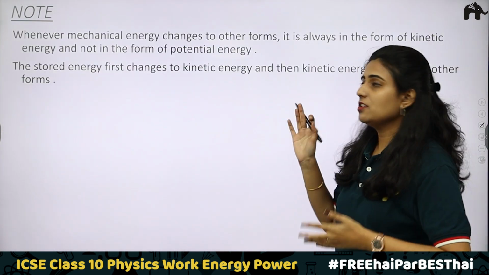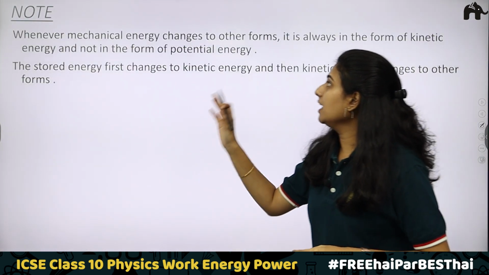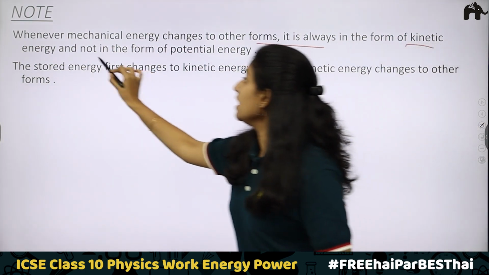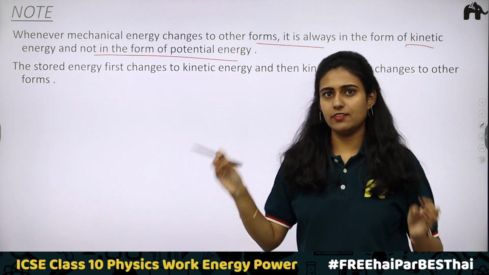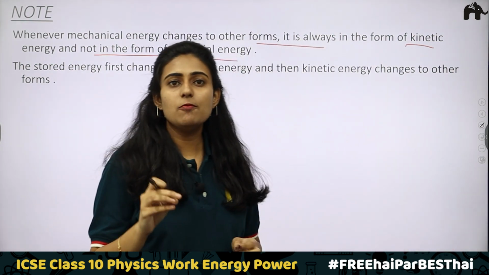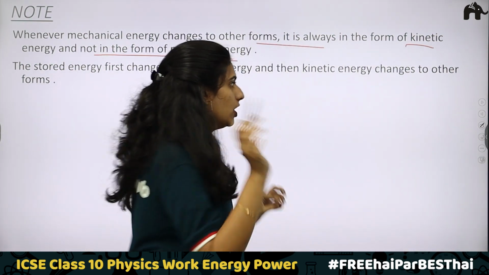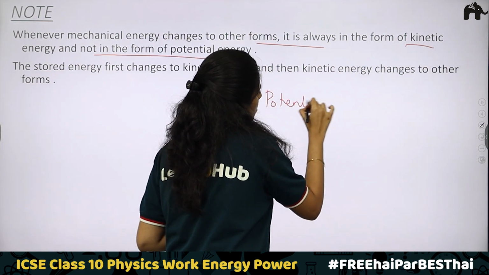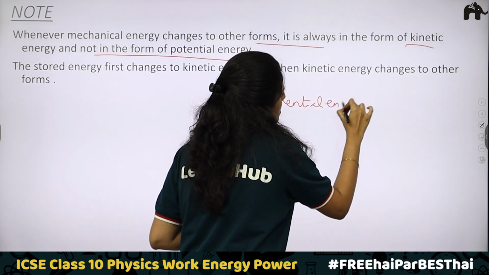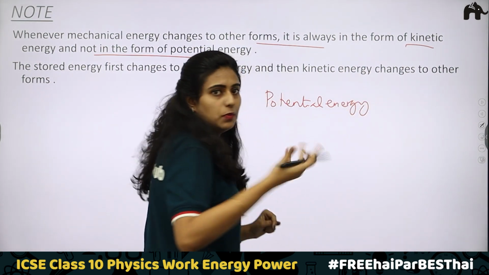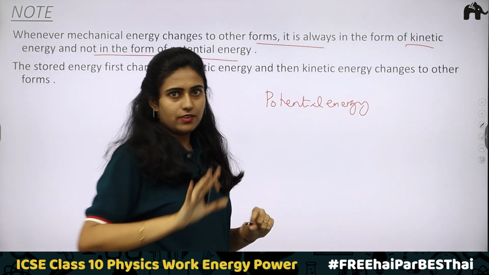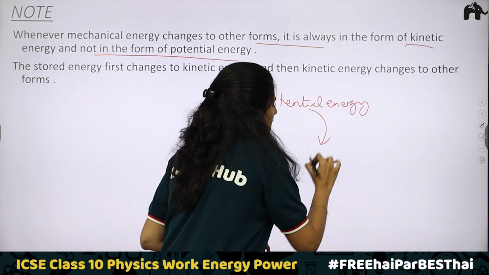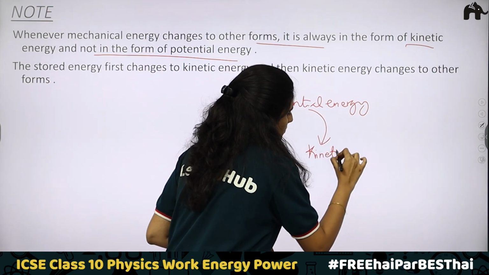One more important point to remember: whenever mechanical energy changes to other forms, it is always in the form of kinetic energy and not in the form of potential energy. We have considered the case of a dam. In a dam, we know water is stored. There is potential energy, right? The potential energy cannot on its own produce other forms of energy, let it be electrical energy or any other form. This potential energy will first get converted into kinetic energy.